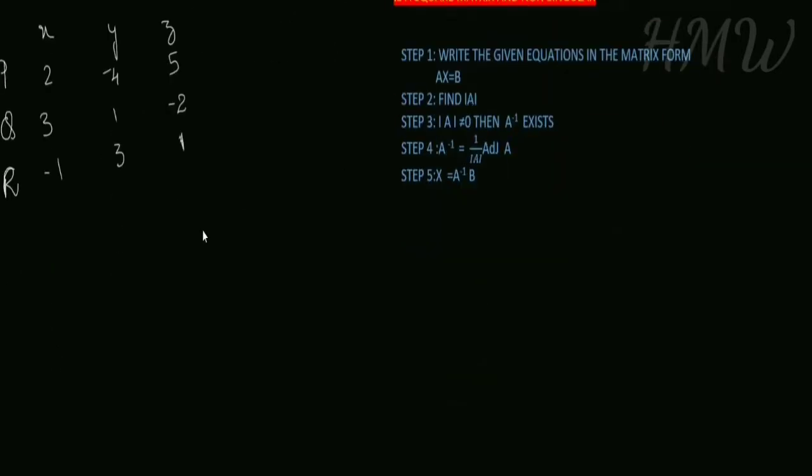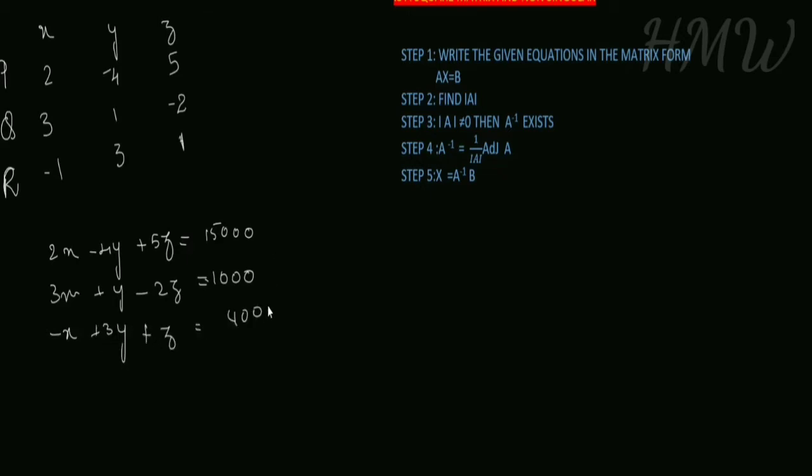So let us frame the equations now. The equations are 2x minus 4y plus 5z equal to 15,000. 3x plus y minus 2z equal to 1,000. Third equation is minus x plus 3y plus z equal to 4,000.